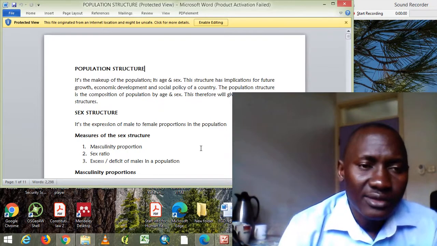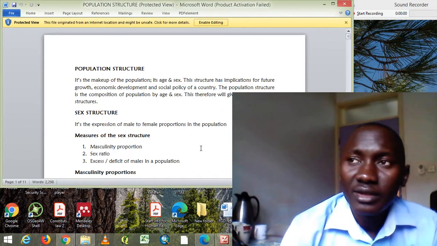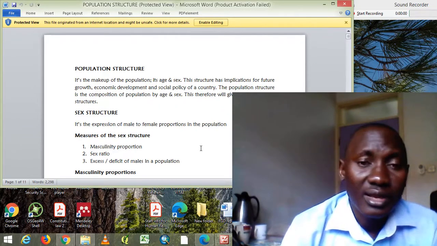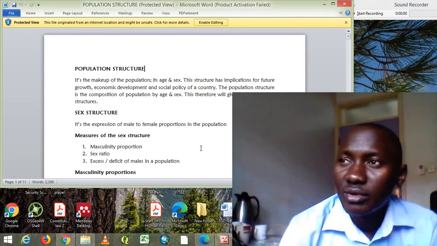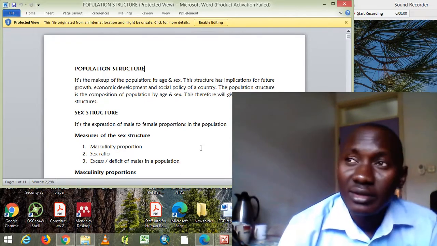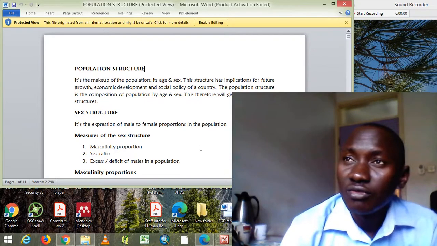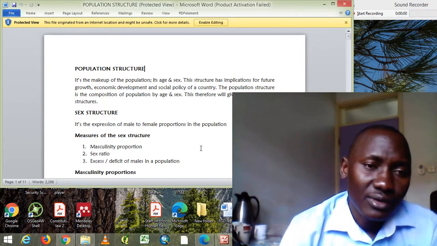So sex structure of a population refers just to the expression of male to female proportions. Like if someone says that the population sex structure of Uganda is two females to one male, it means that for every two females you come across, there is one male behind them. So the population of females is more than double that of males.